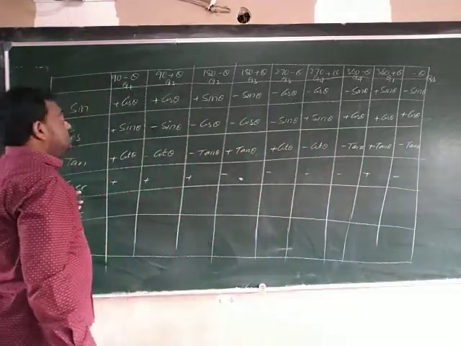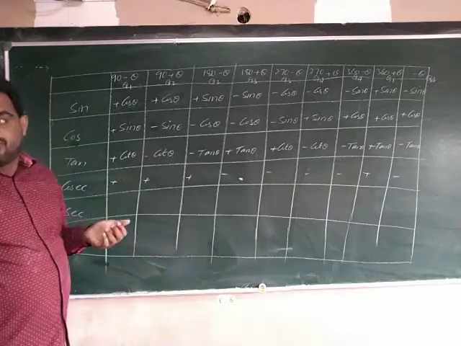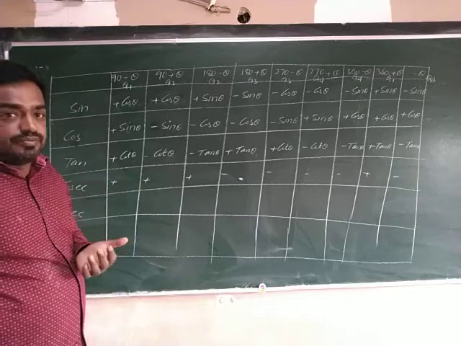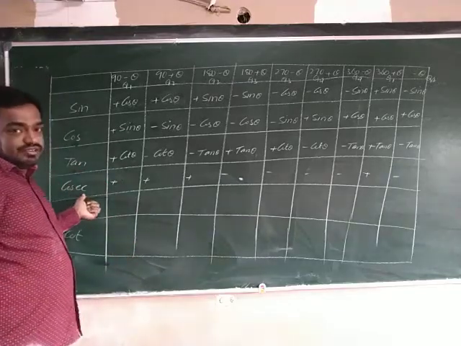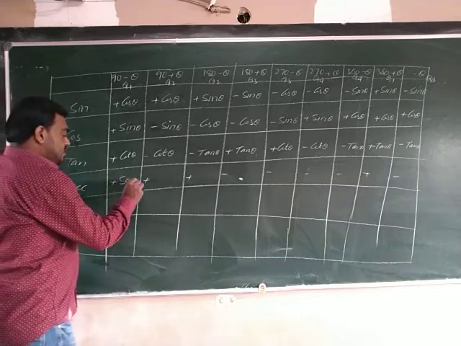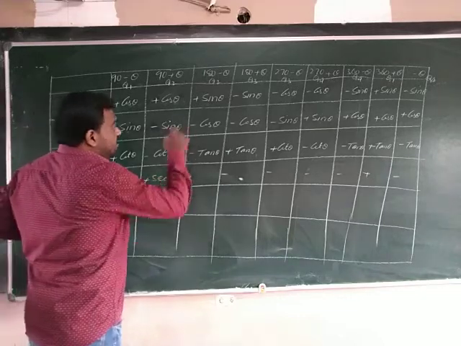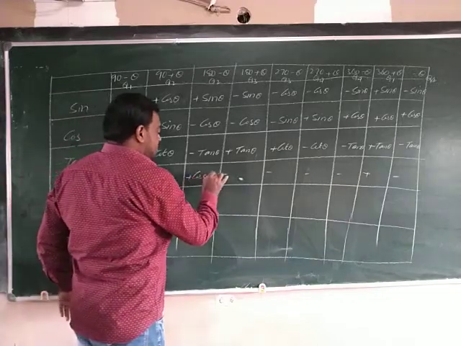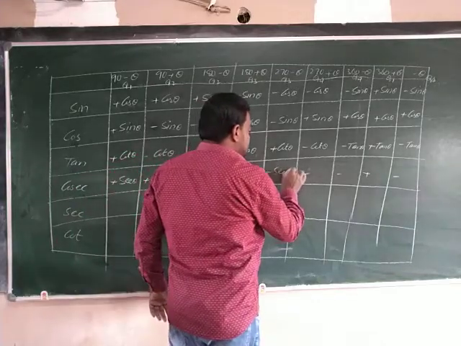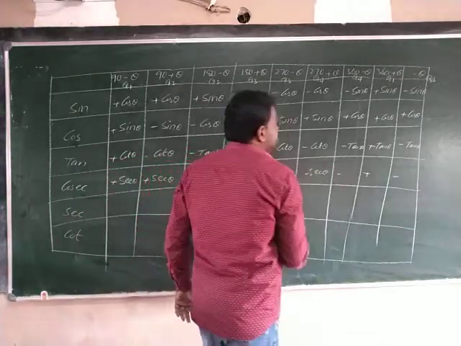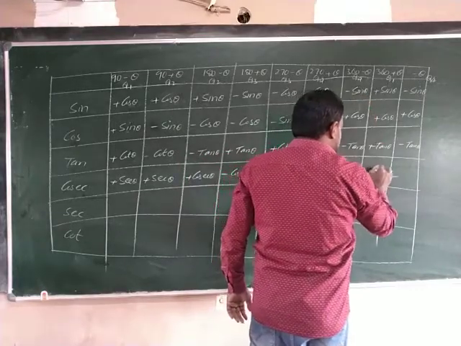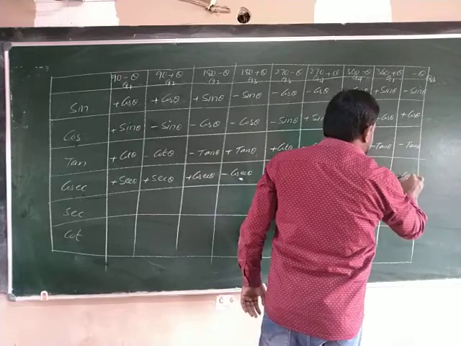Then cosecant. For 90 plus or minus theta, 270 plus or minus theta, the trigonometric functions are changing. So cosecant changes to secant, so here secant theta. For 180 it does not change, so cosecant theta. For 270 again it is changing, secant theta. But 360 does not change, so cosecant theta. Next row, this is cosecant.